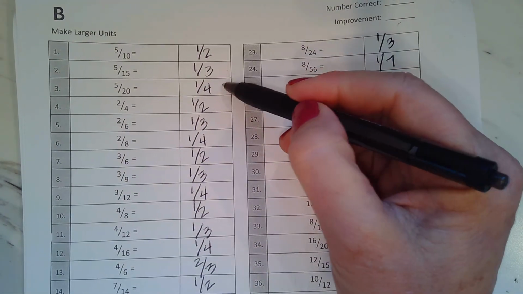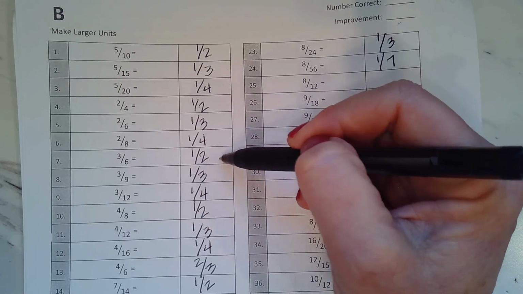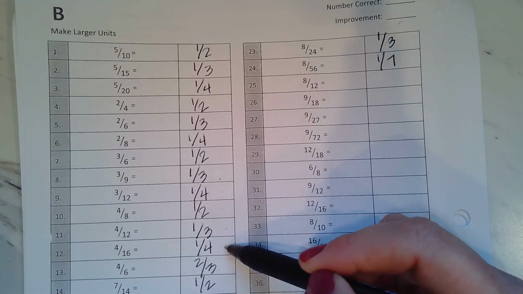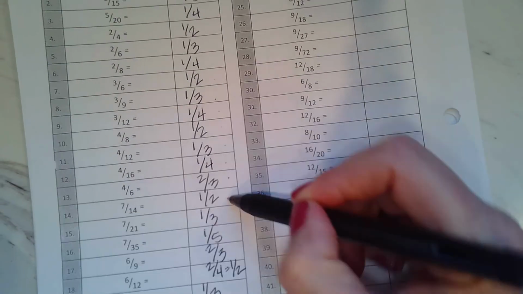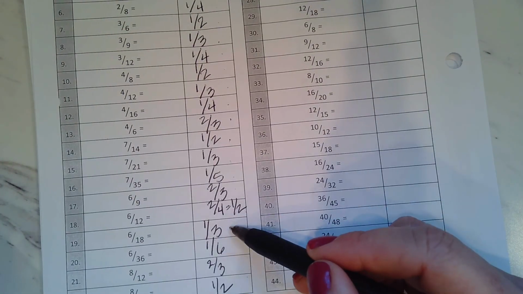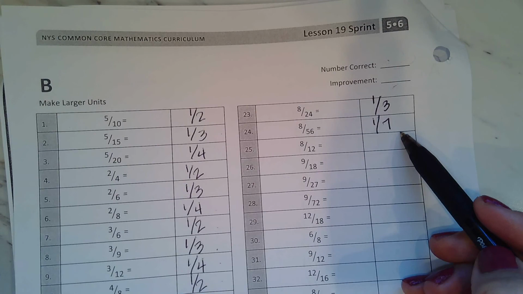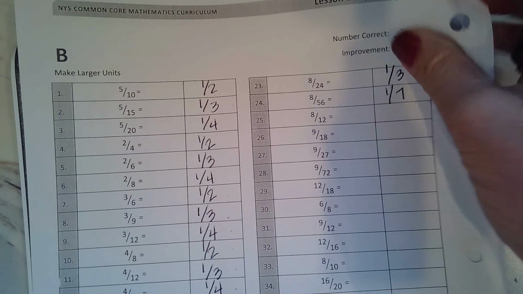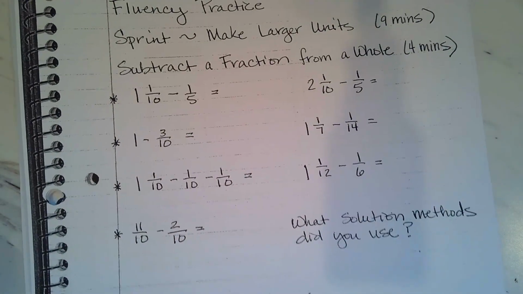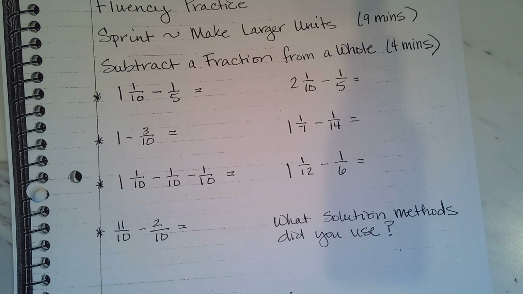1/2, 1/3, 1/4, 2/3, 1/2, 1/3, 1/5, 2/3, 1/2, 1/3, 1/6, 2/3, 1/2, 1/3, 1/7. All right, so hopefully you did very well. Now you're going to flip over to your packet and we are going to now practice subtracting a fraction from a whole number. We're going to continue with that fluency practice.